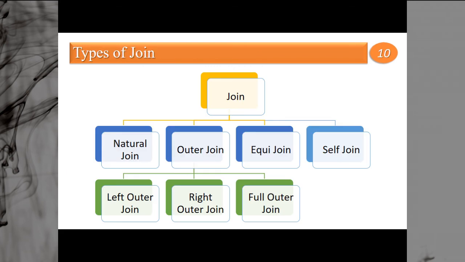Now, types of joins. There are different types of joins. Joins can be categorized into four categories: the natural join, the outer join, equi-join and self-join. Natural join, of course, if there is natural join, then there is non-natural. So it's very easy to identify whether a join is a natural join or non-natural join. Then outer join, equi-join and self-join.